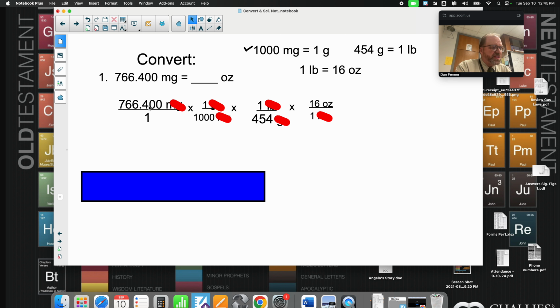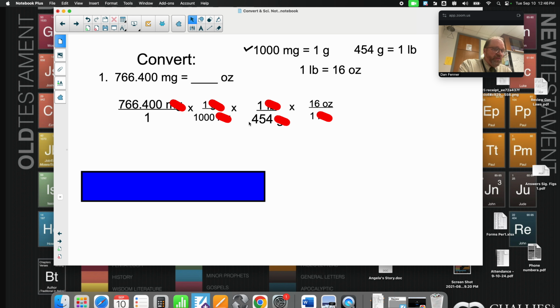This goes into this, 166.400 times 16. On the calculator should read 12262.4. Now, every time you hit divide, I want you to hit equal because your calculator is going to function exactly as you tell it to. So if you do that number, divide by 1,000, then divide by 454, and not hit equal each time, it's actually going to divide 454 into 1,000, not into the whole number.